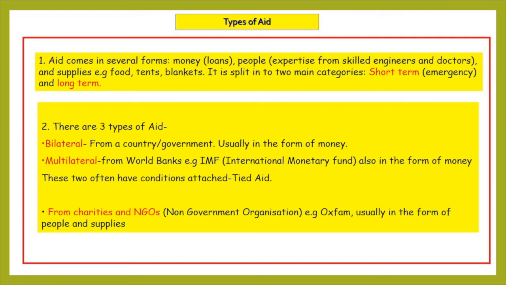Pause the video here a moment, and you can summarise it if you want, but basically get down the meaning of short-term and long-term aid, and get down the meaning of the 3 main types of aid there as well.